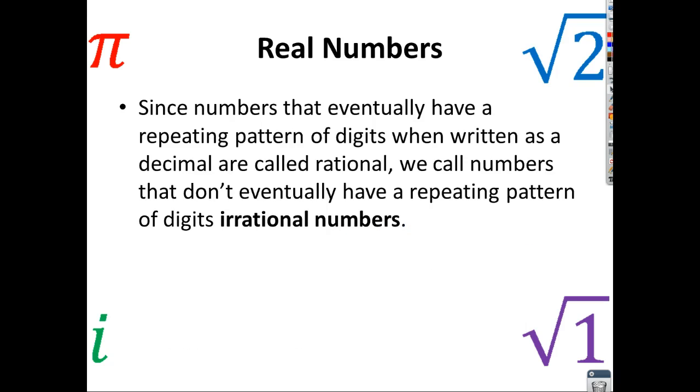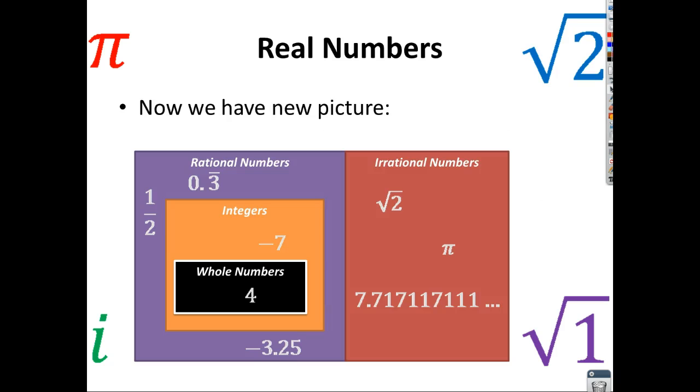Okay, now, since numbers that eventually have a repeating pattern of digits when written as a decimal are called rational, we have these ones that if they don't repeat, if there's no sort of pattern to it, then we call them irrational. Okay, and now we have a larger picture of this idea of what are called real numbers. We have rational numbers and irrational numbers.